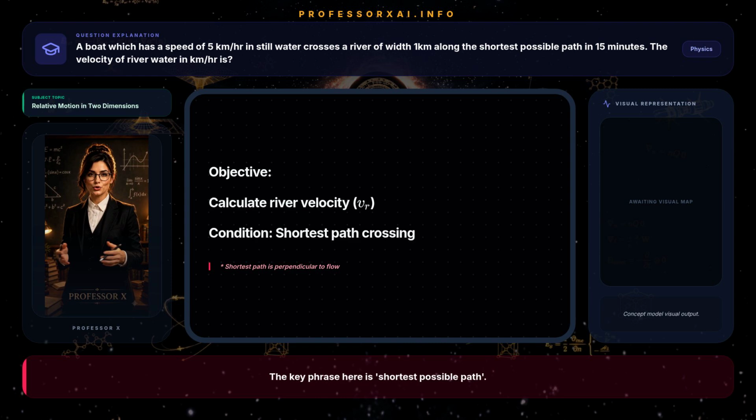The key phrase here is shortest possible path. This means the boat ends up exactly opposite to its starting point on the other bank. To achieve this, the boat must aim slightly upstream to counteract the river's flow.